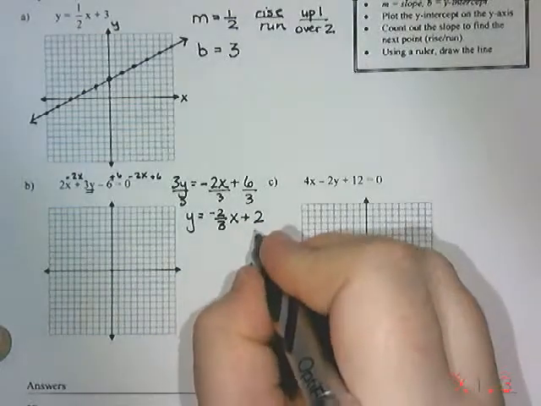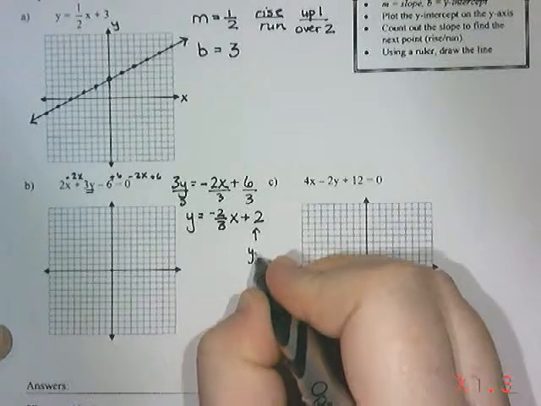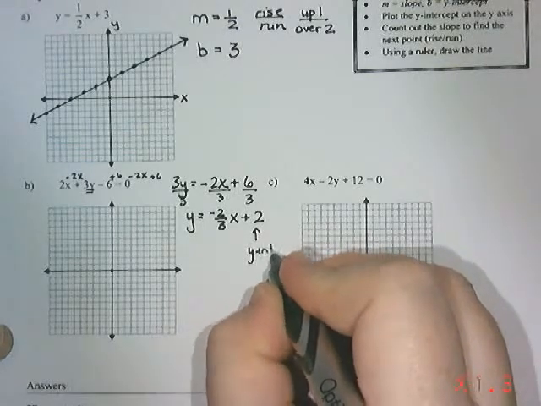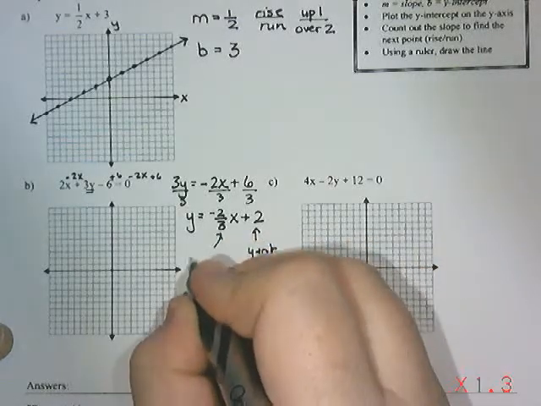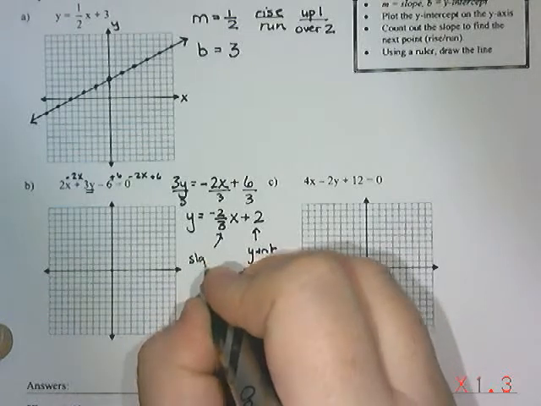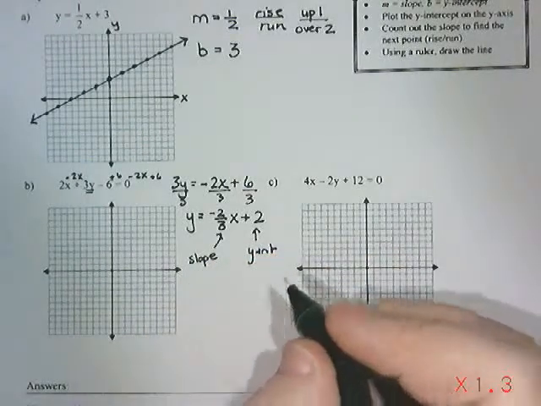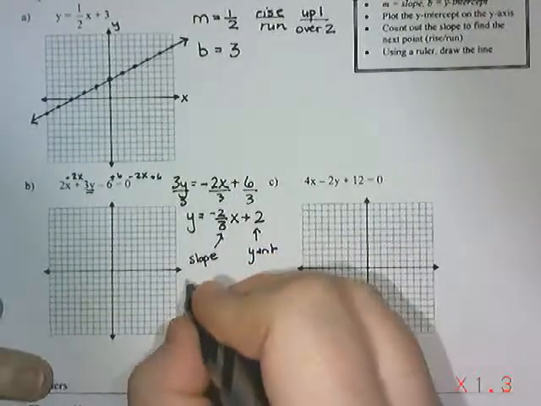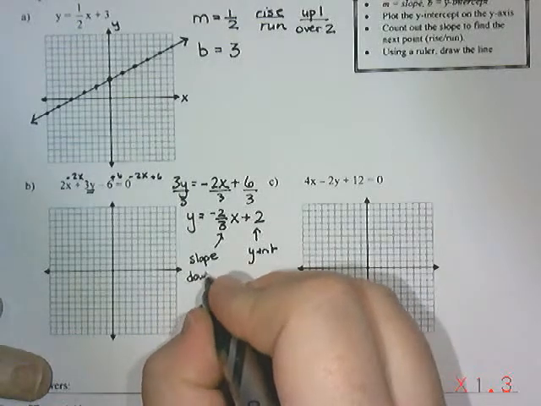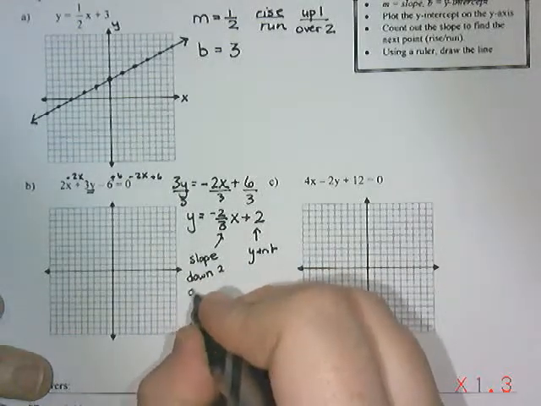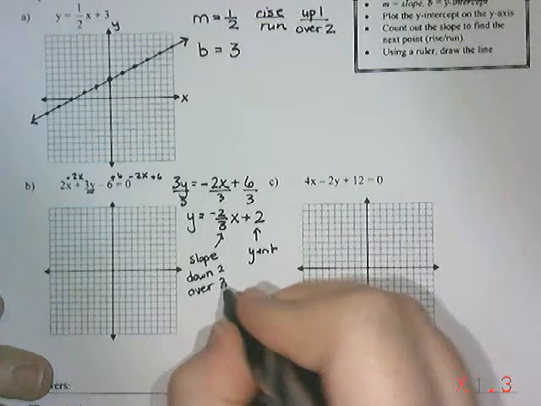So this would be my y-intercept. That's where we're going to start on the graph. And the negative 2/3 is my slope, which tells me instead of going up 2 this time, that minus tells me we're going to go down 2 and still over 3 always to the right.